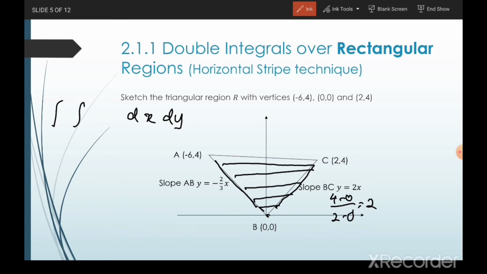And for the other variable, the interval is between these two lines. From the equation we get x equal to negative 3/2 y, and the interval for x goes until y/2.